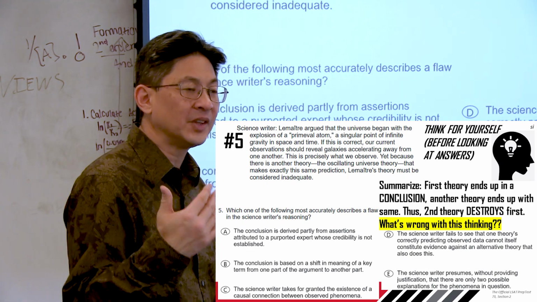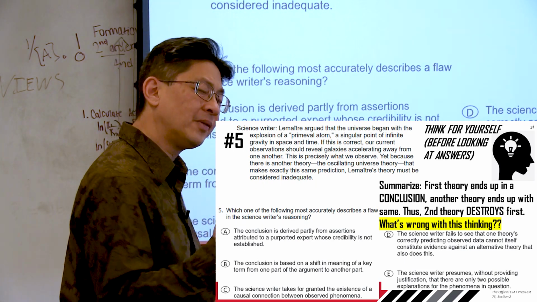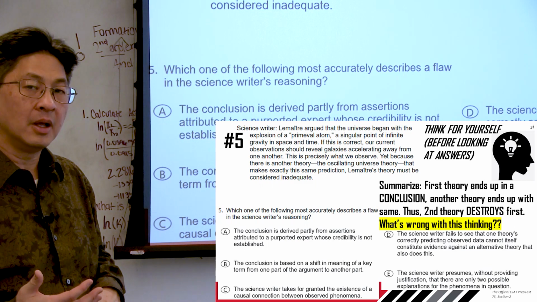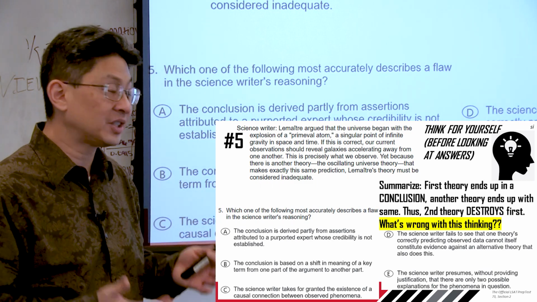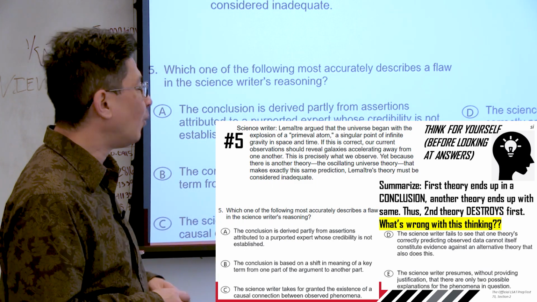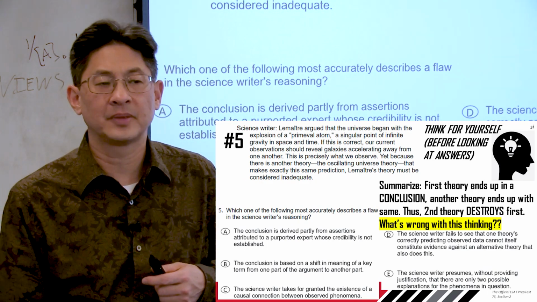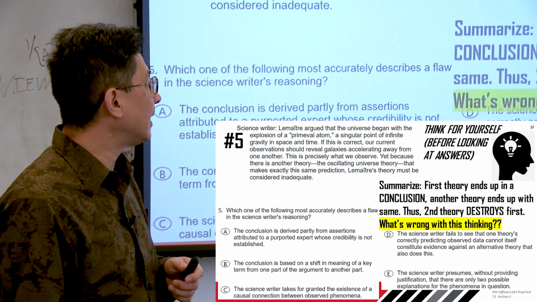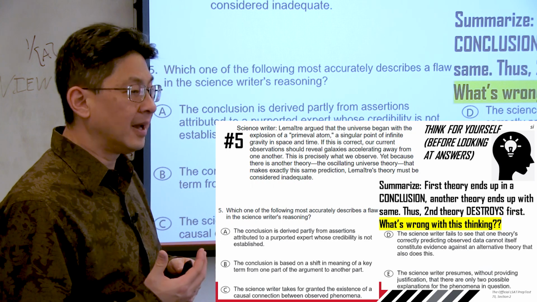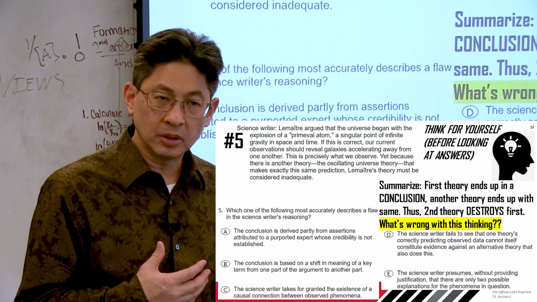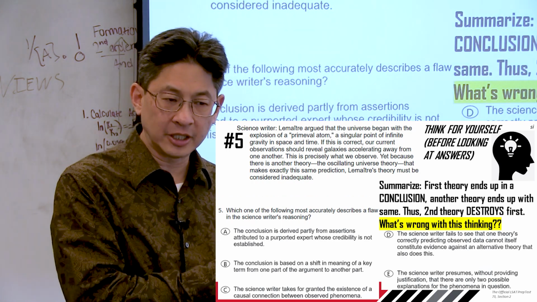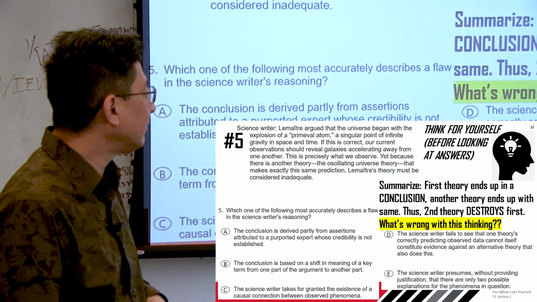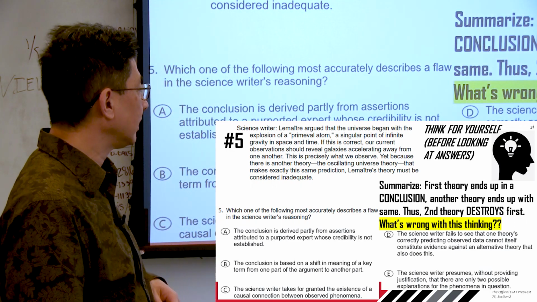Which one of the following most accurately describes a flaw in the science writer's reasoning? Again, we're looking for a flaw in the reasoning. To identify the flaw, we first have to understand the reasoning itself. What is the reasoning happening? Here we have to think for yourself, because we're basically taking the argument and putting it in our own words. How do we summarize what those words say?